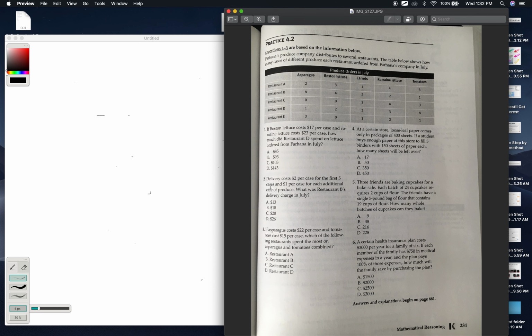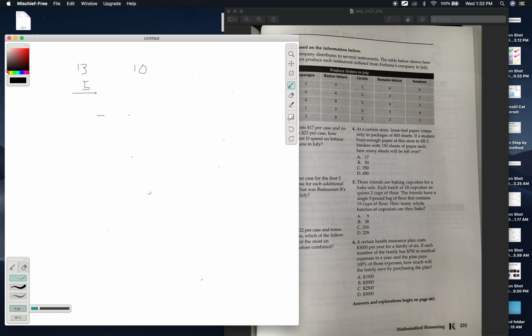And we know 13 minus 5 is 8. So we have 8 cases left at $1, because it says $1 per case for each additional case of produce. So 10 plus 8 is 18. So we know they spent $18 on delivery, which will be B right there.